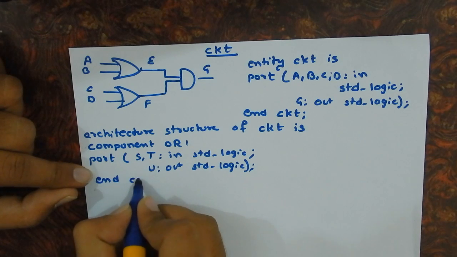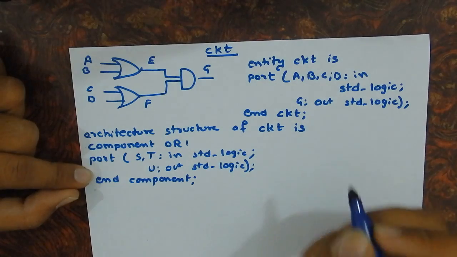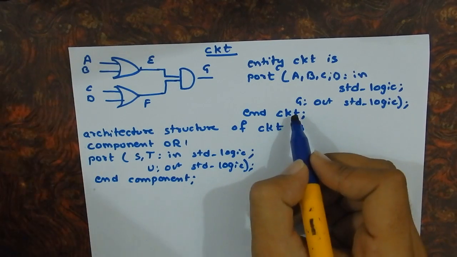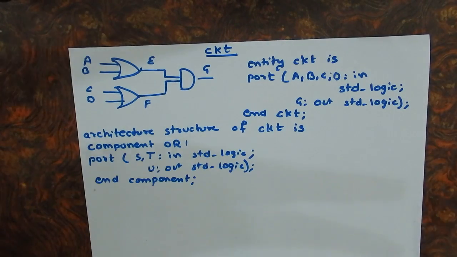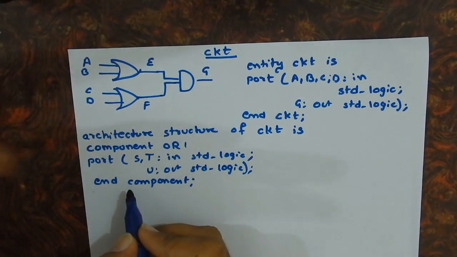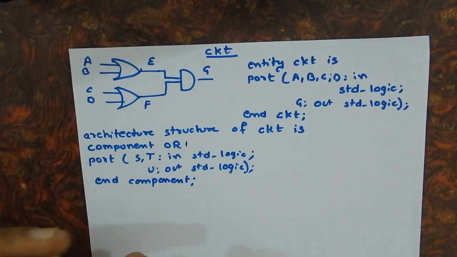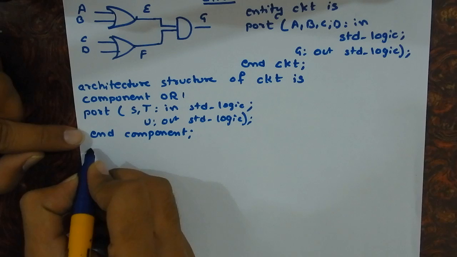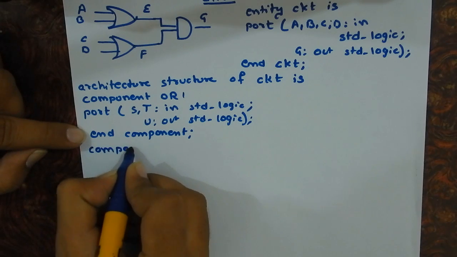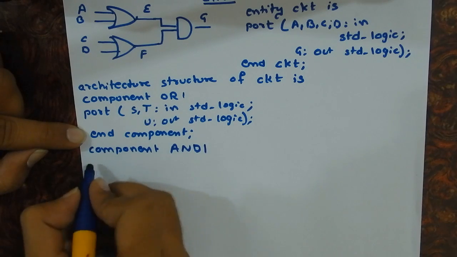and end component. Here you have to take care: at the end of the entity we were using end CKT, which was the entity name, but while ending the component you have to use the keyword component, end component. You don't have to write end OR1, you have to write end component. So the next thing is declaration of the AND gate. So let's take component AND1 port.